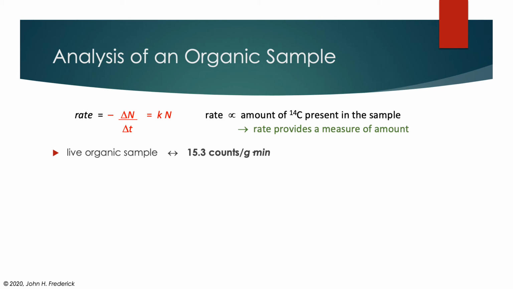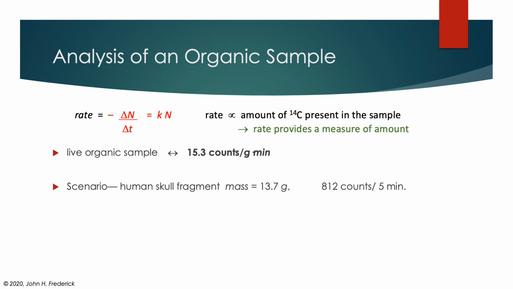So, for example, the carbon-14 in a live organic sample would give a rate of 15.3 counts per gram per minute. All right, which is very nice. It gives us a very precise measure of how much carbon-14 we should expect to see if we're looking at an organism that's alive. So now here's a scenario that you might consider.